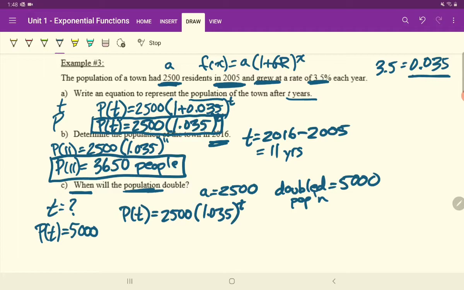Okay, and now replace P at T, so replace it with 5,000. All these questions are going to follow the same pattern until we get to something new that we'll do below. But so this is in the form we want. We need to divide out this 2,500 first, right? Divide it out on both sides.